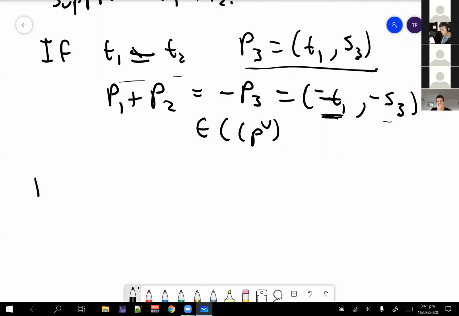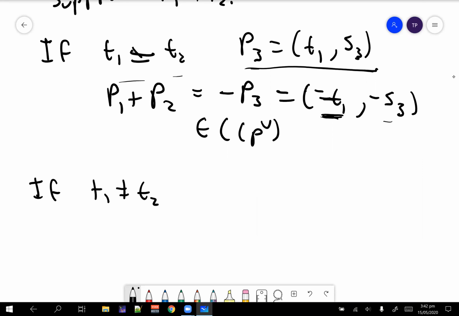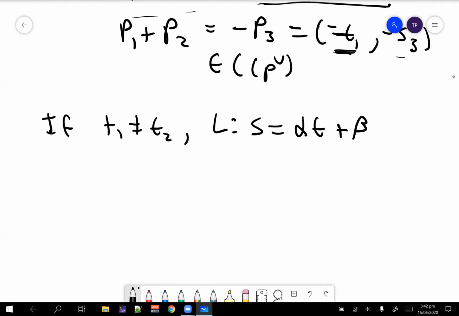So now we suppose t1 not equal to t2. And then, the way we do this is kind of a lot of messy stuff. So we take the line between the two points P1 and P2 given by just the line equation, and alpha is the slope, so it's (s2 minus s1) upon (t2 minus t1). So that's the line between P1 and P2.